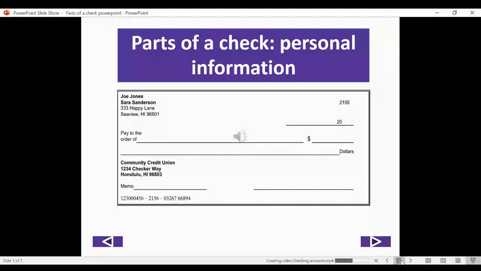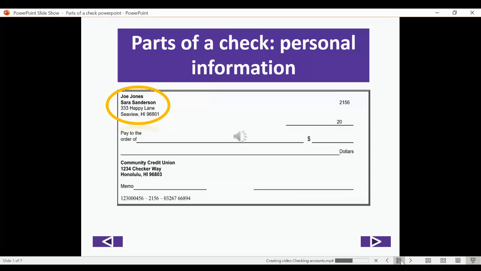entry. Personal information about the checking account owner is in the upper left-hand corner of the check. The funds will come out of that person's account or the business account. If you need to contact the check writer, you'll find some information here. Sometimes a phone number appears, but not always.